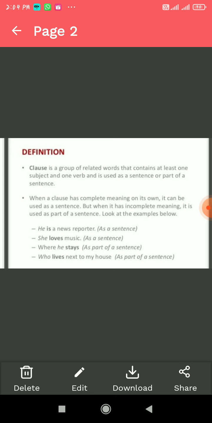He is a news reporter. Another example, she loves music. So, when a clause has its complete meaning on its own, it can be used as a sentence. The first two examples given in the first slide are clauses that have complete meaning. The third and fourth examples, where he stayed and who lives next to my house, have incomplete meaning, so that's why they are used as a part of a sentence.